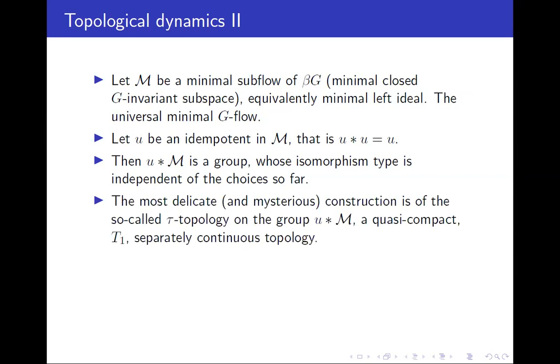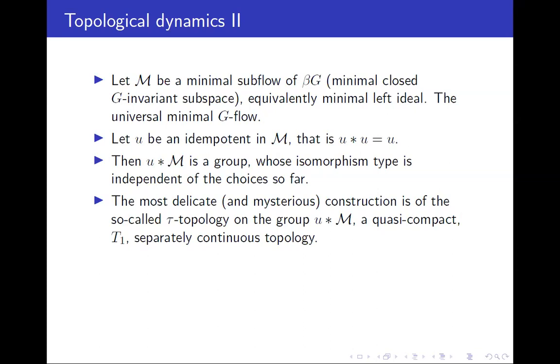Now, the most delicate construction of the whole business, I think, is due to Ellis and expanded on by Glasner. It is a construction of the so-called tau topology, or Tor topology, on the group U star M, which will be a quasi-compact T1 separately continuous topology. Separately continuous means both left and right multiplication are continuous. Quasi-compact means compact, not necessarily Hausdorff. And T1 means that if you have two points, you can find an open set containing this one and not that one.